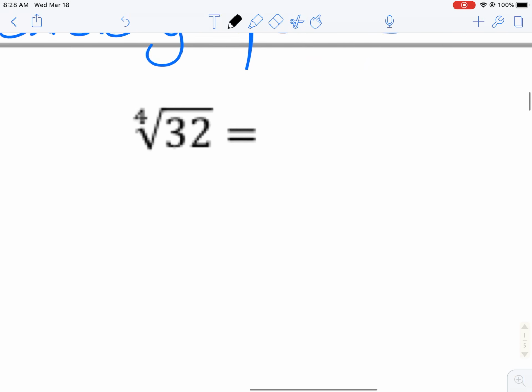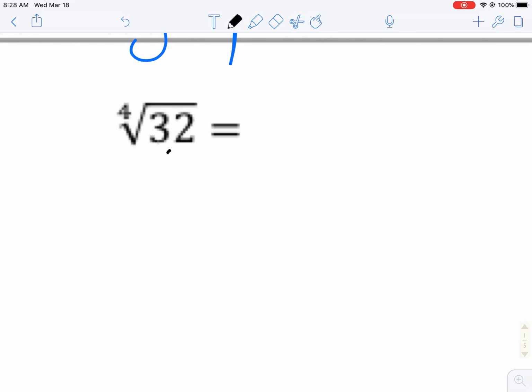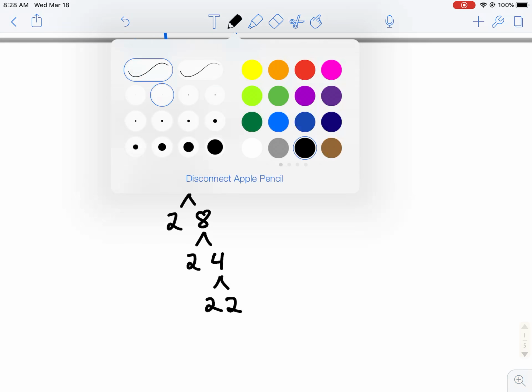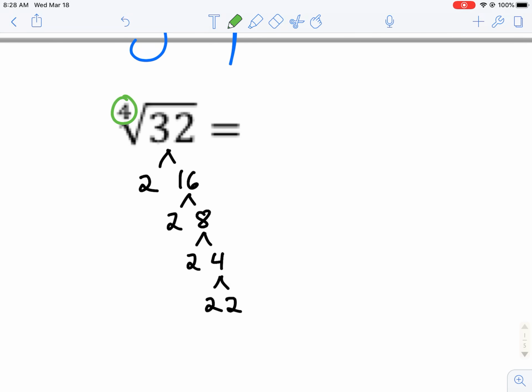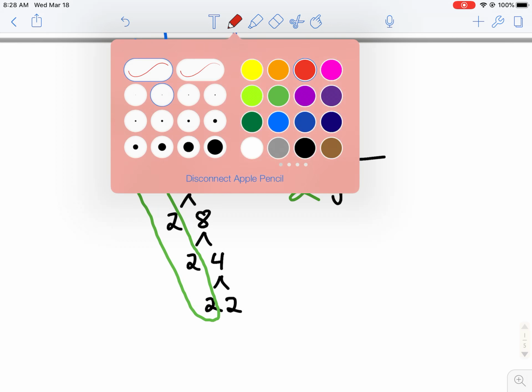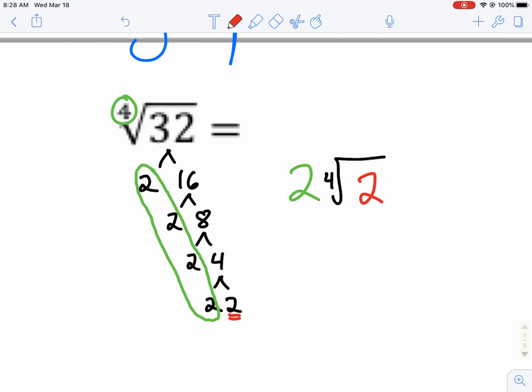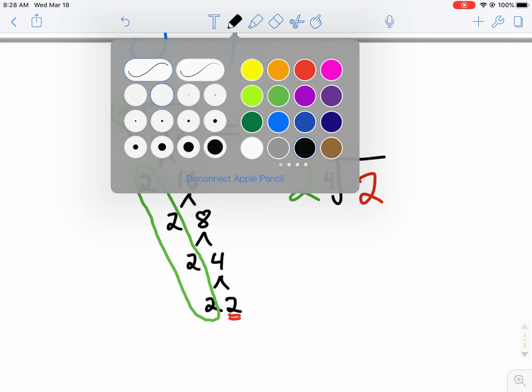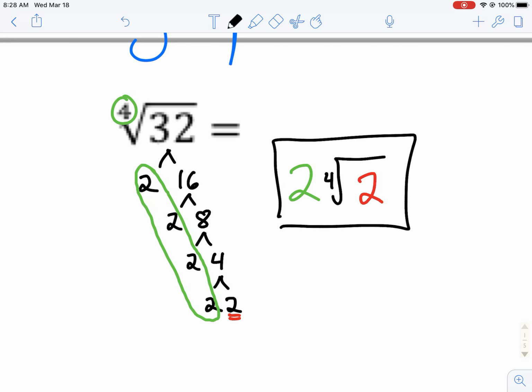Let's look at another example here. So we have the 4th root of 32, so let's look at how this is different. I'm going to break it up the same way. 2 and 16, 2 and 8, 2 and 4, 2 and 2. Now, because my index is 4, I need groups of 4. So I'm circling all 4 of these 2's here. There's 1, 2, 3, 4 there. So that 2 is what comes out. And then because it's a 4th root, you need groups of 4. This 2 is a loner here, so the 2 remains. So my final answer is 2 4th root of 2.